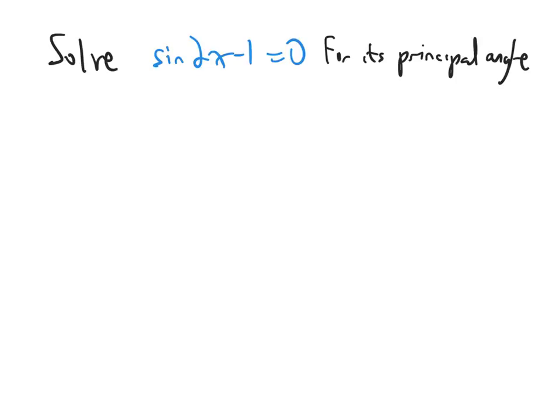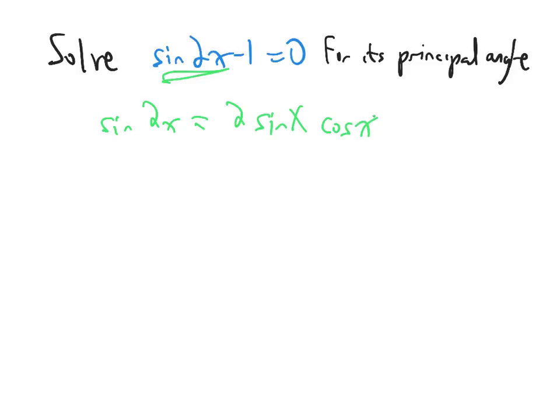We're asked to solve the equation sine of 2x minus 1 is equal to 0 for its principal angle. This isn't going to be that hard, but there's sort of a seductive path that you want to avoid. It might occur to you that we have a double angle formula, and we can say that sine of 2x equals 2 sine x cosine x, which is certainly true, although it's not in this case going to prove to be very useful.